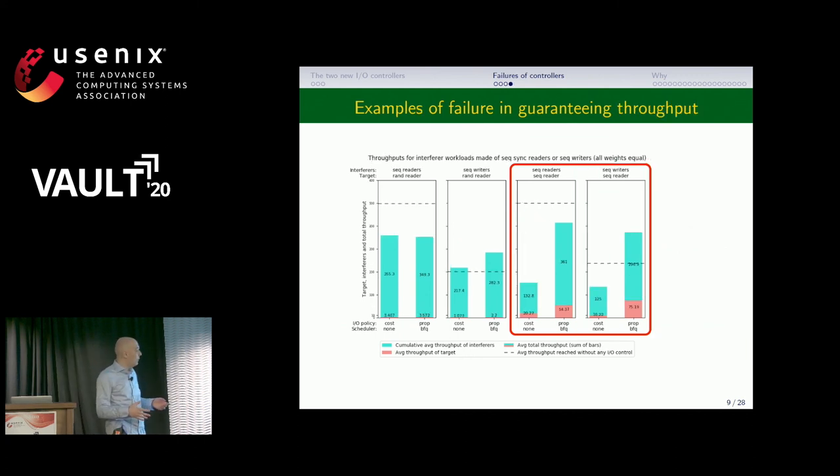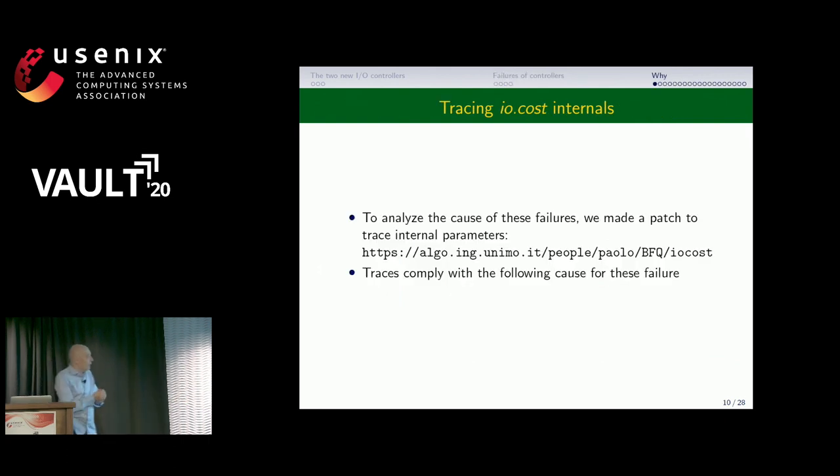The other case is failure to reach a high throughput. The two last subplots are the ones I want to focus on. In both cases, the target is a sequential reader, and the interferers are sequential readers or sequential writers. So a test with reads and a test with writes. And in both cases, as you can see, the total throughput is much lower than what you get with BFQ. Also, this is a failure because what is happening here? It is happening that for some reason, io.cost is throttling groups too much at no avail, just slowing down everything for basically no benefit. So, to analyze the cause of this problem, I made a small patch to trace the internals of io.cost and so I've obtained some traces, and these traces point to the following cause.